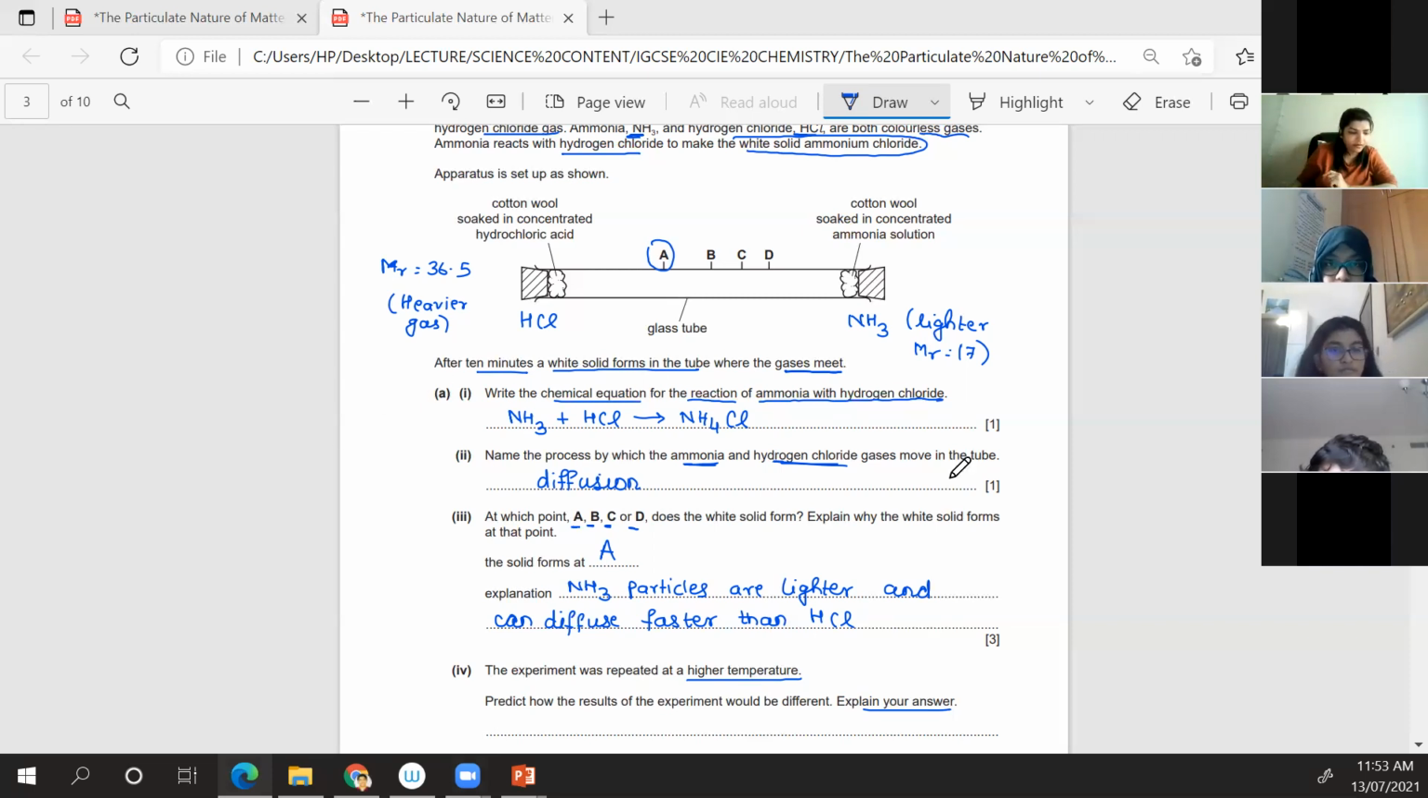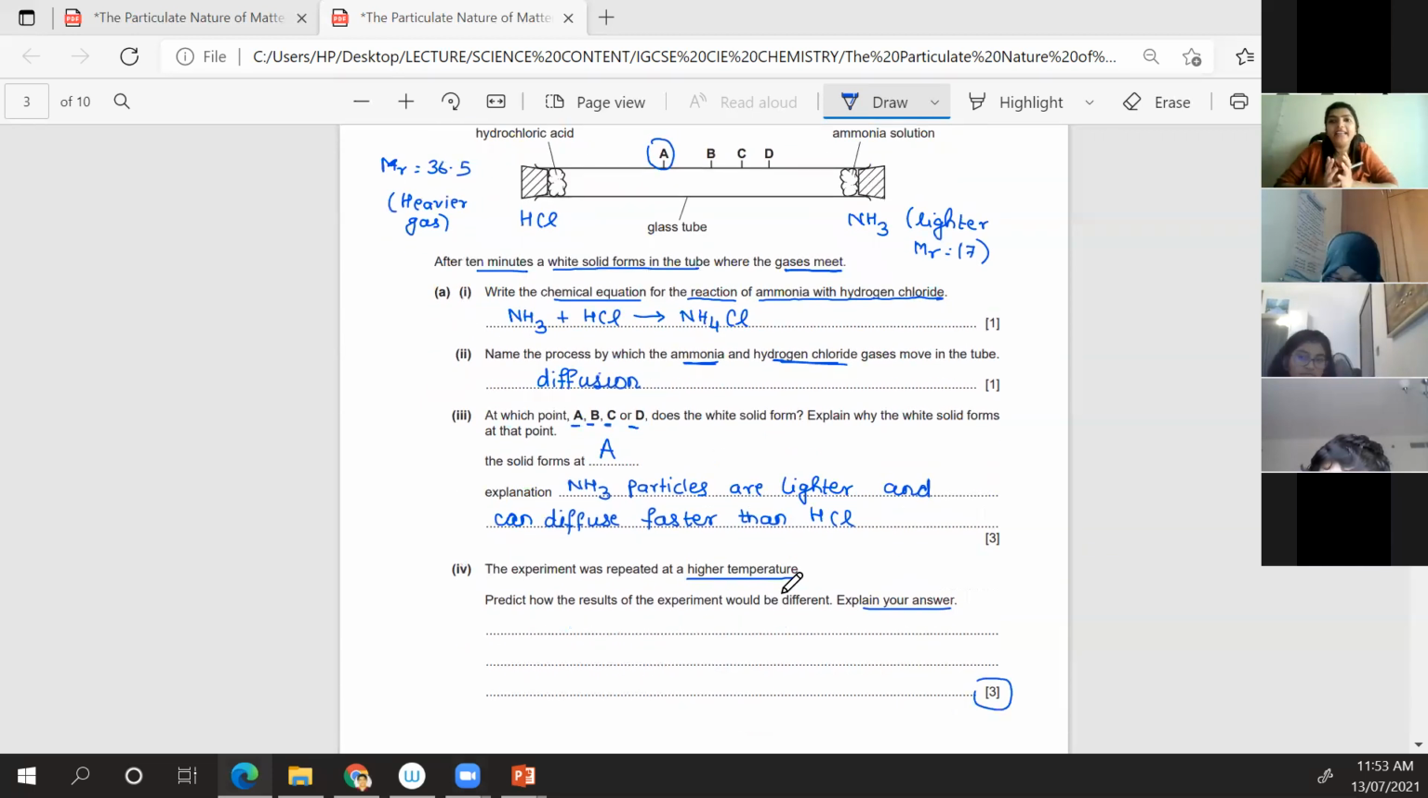So what happens at high temperature? The diffusion will be faster or slower? Faster, because the molecules are moving faster at higher temperature. Yes. So that is our one mark. What else can we add? According to the kinetic theory, the higher the temperature, the particles have more energy, which will make diffusion faster, but it will also increase the rate of collision. Correct. Very good.